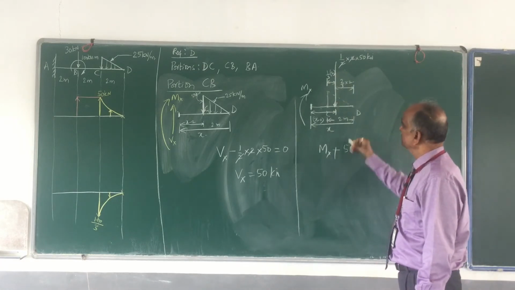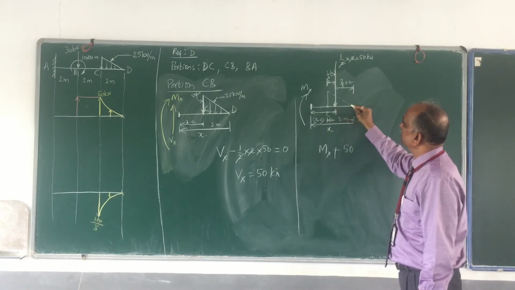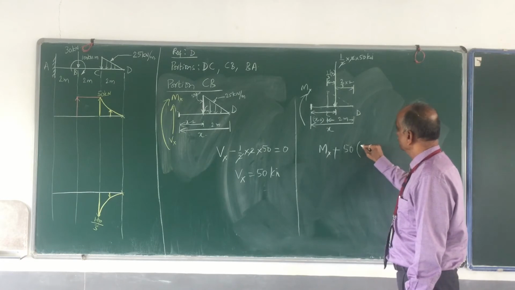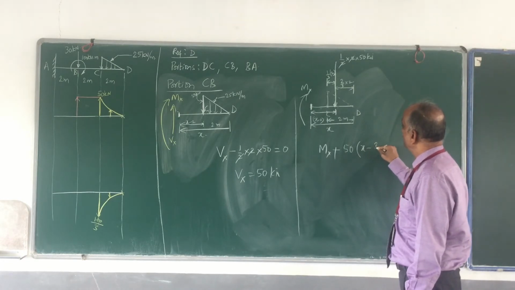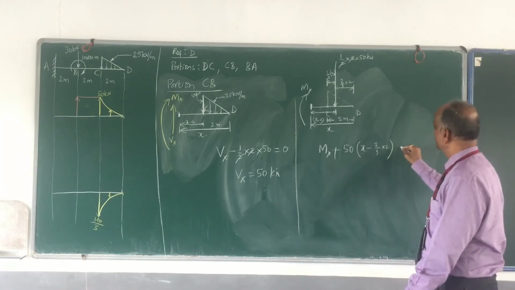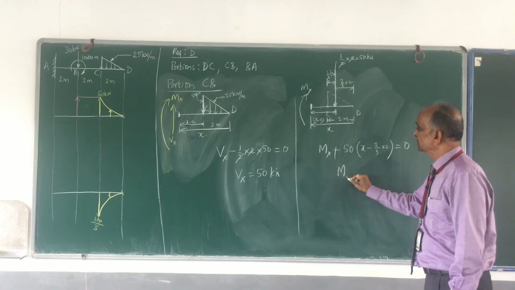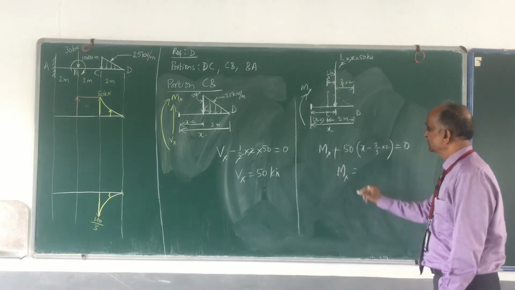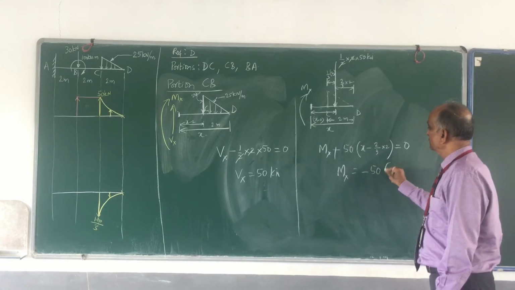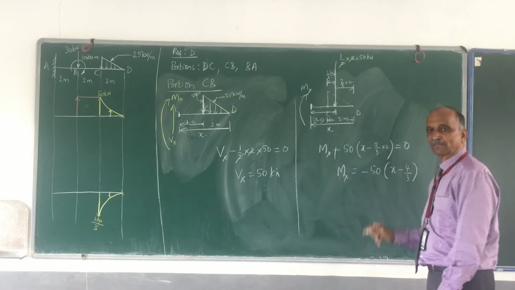Or in other words, from here to here is x. And I know that this distance is nothing but 2 by 3 into 2. That is also equal to x minus 2 by 3 into 2. So this is equal to 0. So therefore, Mx is equal to minus 50 into bracket x minus 4 by 3.